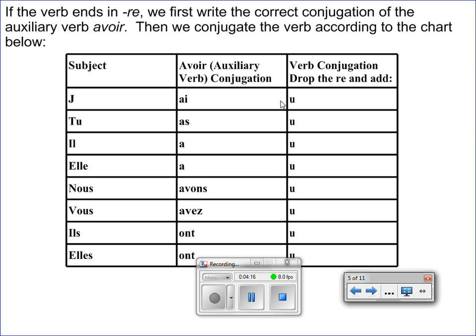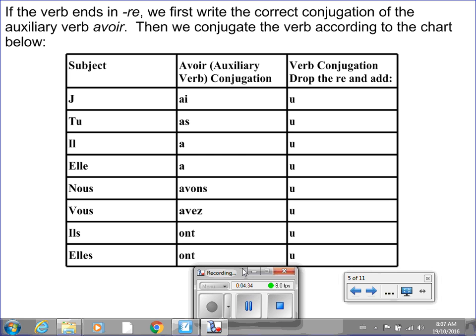In terms of changing the main verb, I drop the re and I put a u at the end. I honestly don't know where French speakers came up with the idea of replacing re with u, but that's the rule. Okay, and it works for all of the subjects, je all the way to elles. So put the video on pause so you can study this chart. Okay, and we have one more chart to go.